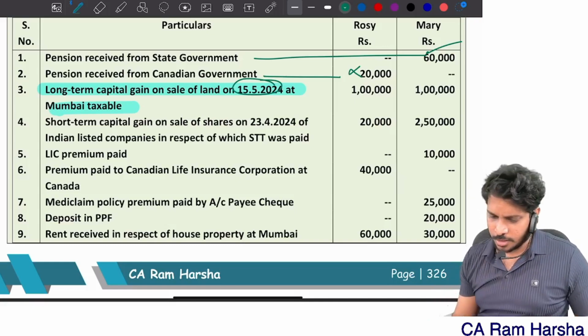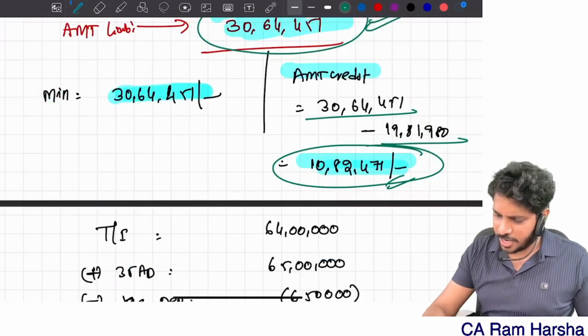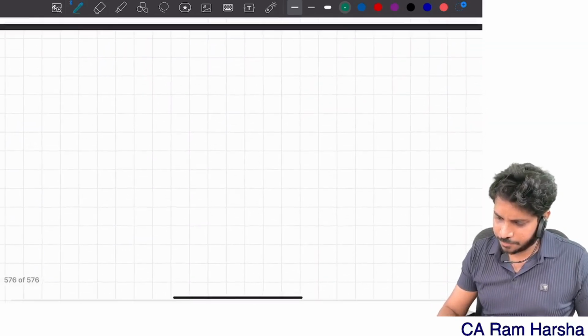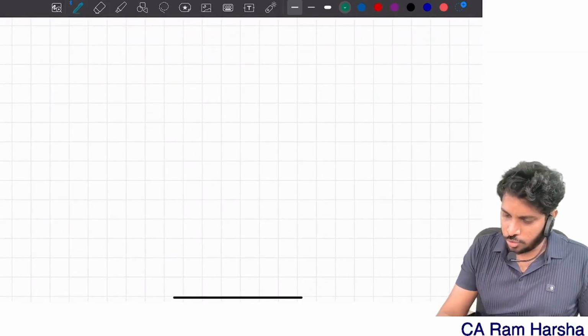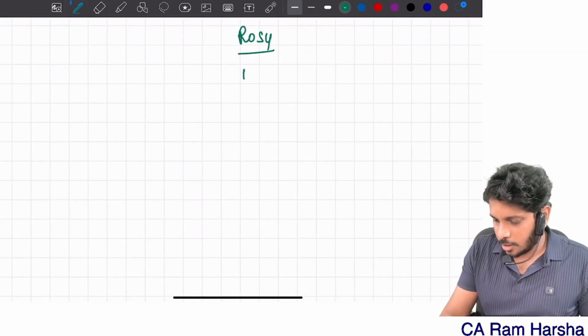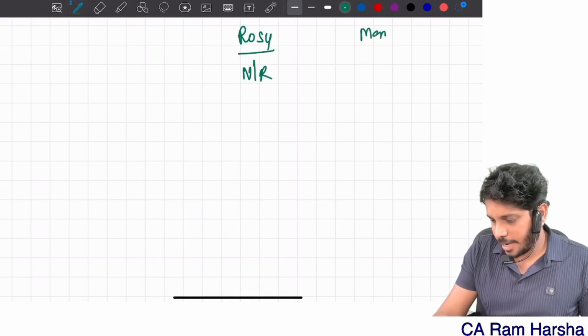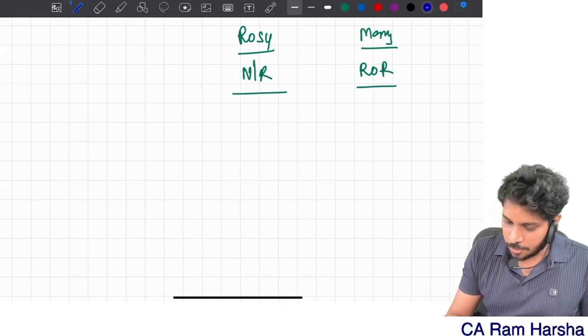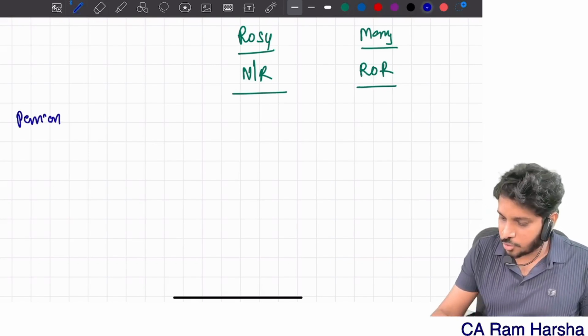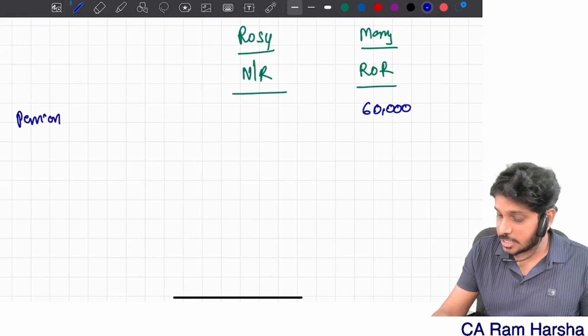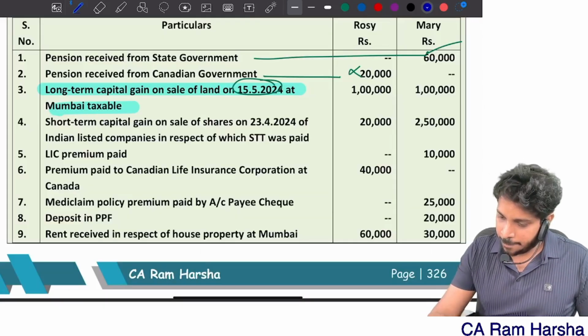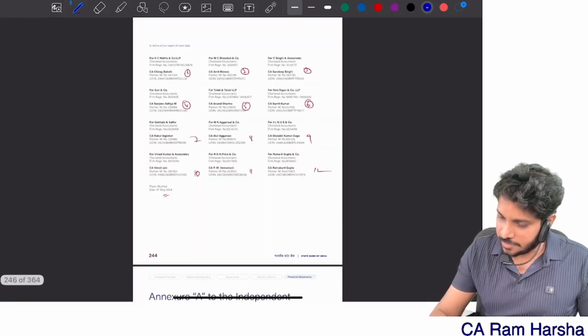Yes. So I will compute income. Okay. Now I will compute income. Correct? Now look at Rosie, non-resident, and Mary, resident and ordinarily resident. Yes or no? Pension amount is taxable for Mary. How much is it? 60,000. Correct? She is receiving a Canadian government pension.